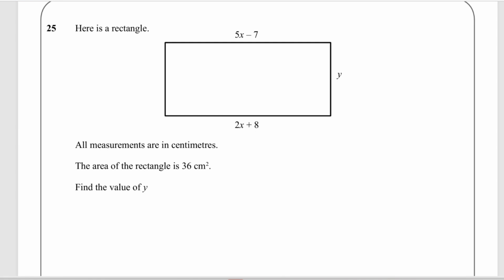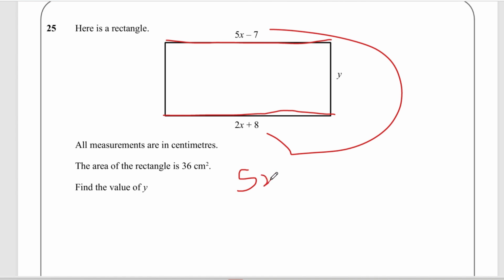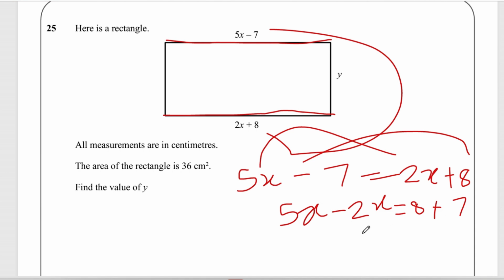Okay, we have this question, number 25. Here is a rectangle. All measurements are in centimeters. Now, what you have to see here is this. The length of a rectangle, the one up and the one down, are the same, right? So this and this are the same, meaning that if you make them equal, you can get x. 5x minus 7 is equal to 2x plus 8. So what do you do? You bring the 2x. 3x is equal to 15. And what is x? x is 5.